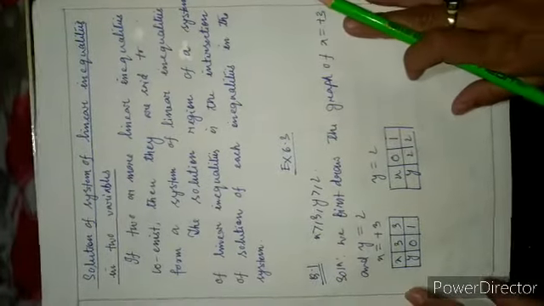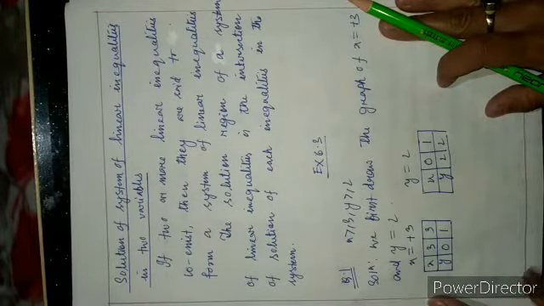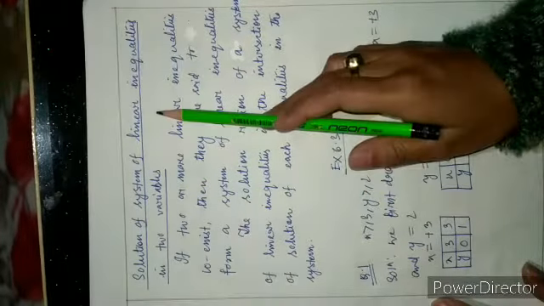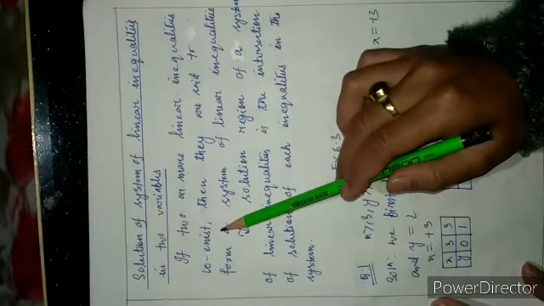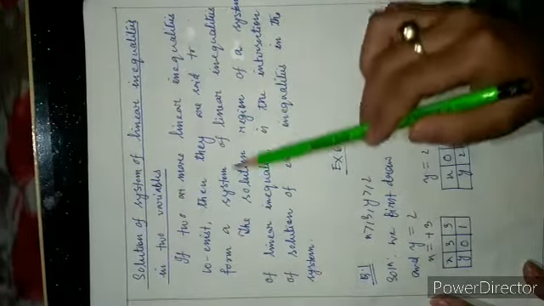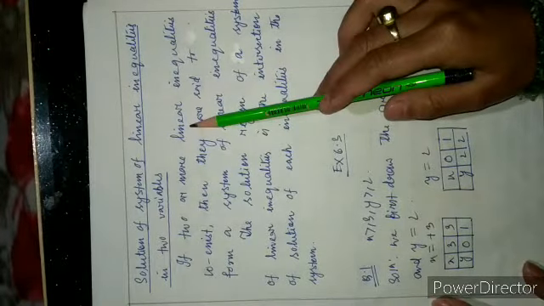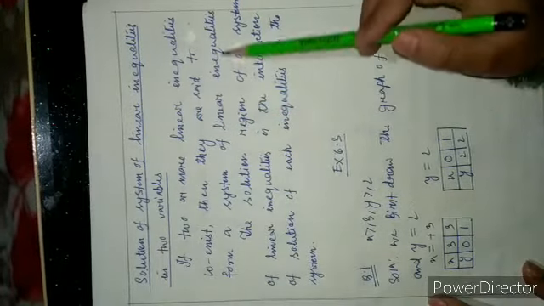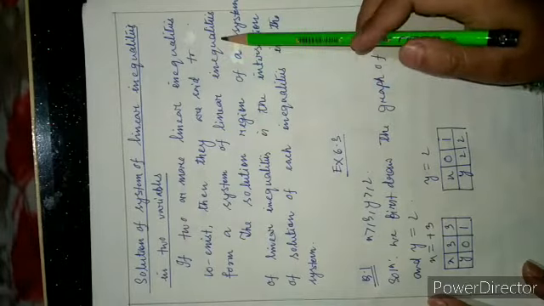Next topic is solution of system of linear inequalities in two variables. A system has two or more inequalities existing together. First, define system of linear inequalities. If two or more linear inequalities coexist, then they are said to form a system of linear inequalities.